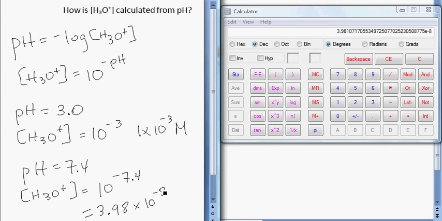A little word about significant figures. Only the 4 is significant in our pH, so I'm going to round up to 4 times 10 to the minus 8 molar. And that is my answer.